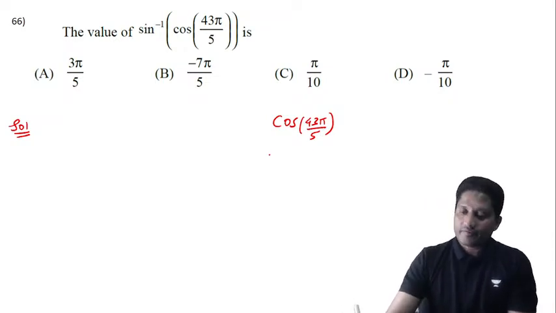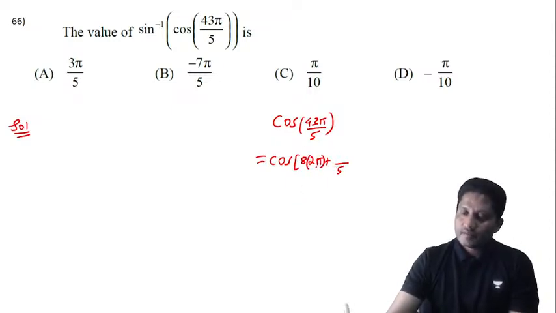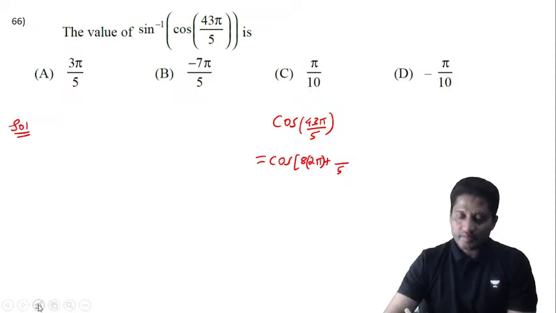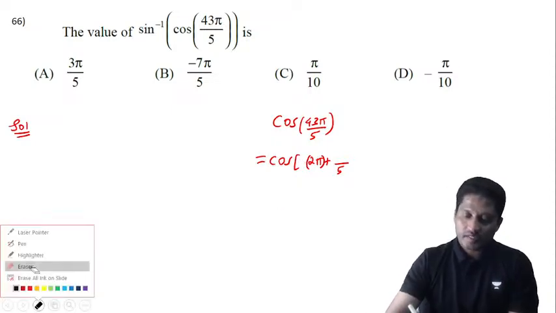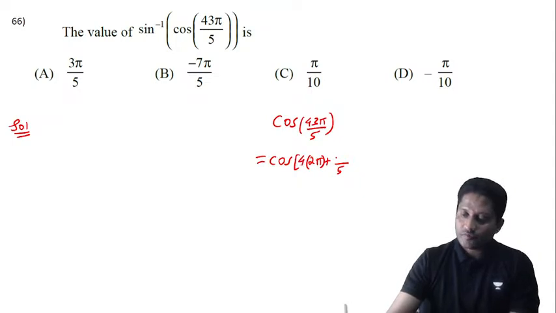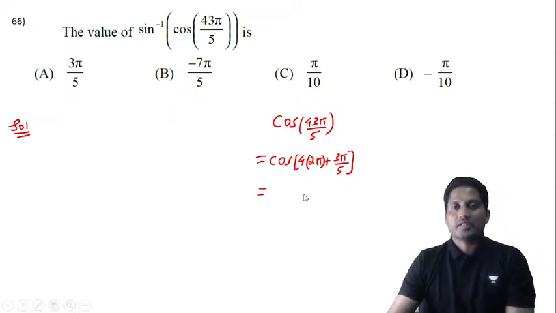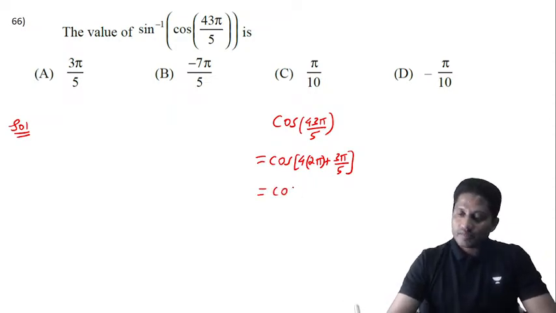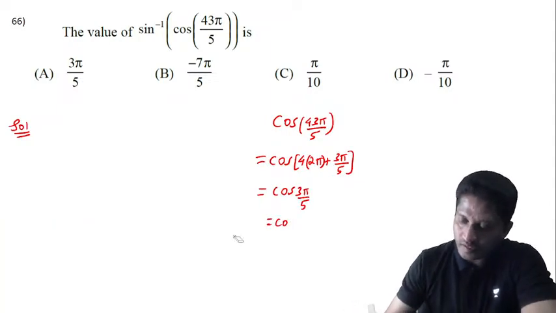Cos of 43 pi by 5 can be written as cos of 2 pi plus, LCM is 5. If I take multiples of 4, 5 by 40, plus 3 pi will give me 43 pi. That is 360 plus theta, first quadrant, all are positive. You get cos 3 pi by 5. Further, let me keep it as it is.